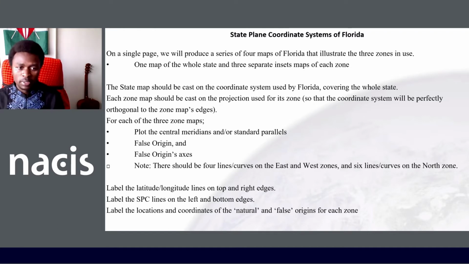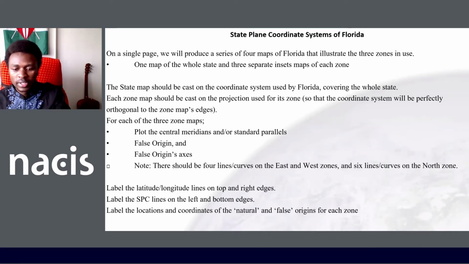And for each of the three zone maps, we need to plot a central meridian or the standard parallels, the origin axis. One thing that you should note here is that there should be 4 lines on the east and west zones and 6 lines on the northern zone. And the next thing will be doing the necessary labeling.